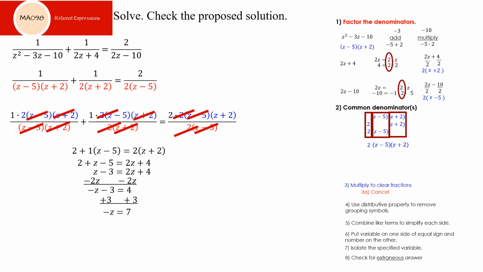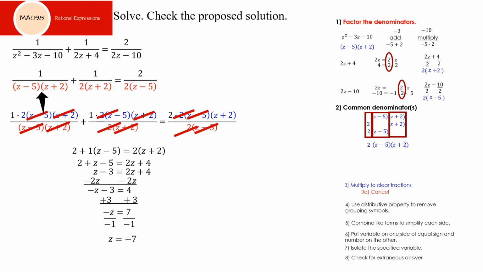But I still need to isolate the variable. I don't want to know what negative z is. I want to know what positive z is. That means I'm going to divide by negative 1 on both sides. So now we think the answer is negative 7. Remember, we have to check the proposed solution. So let's go up and look at our common denominators.